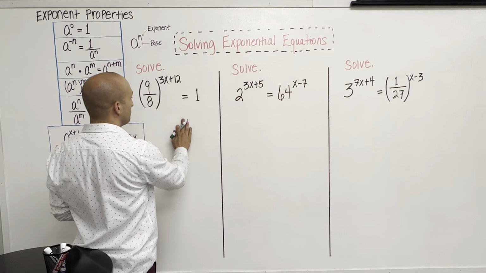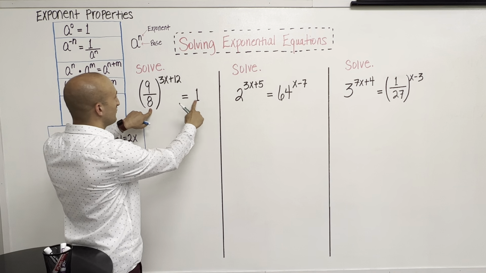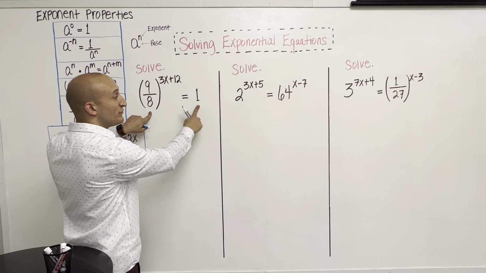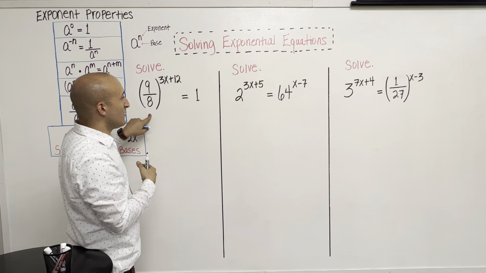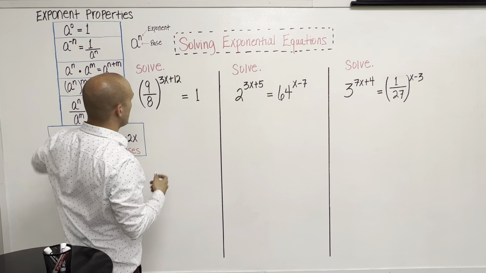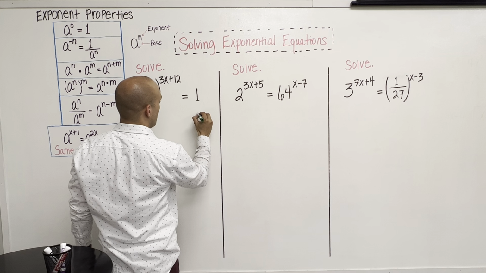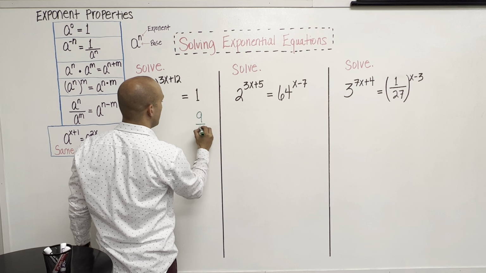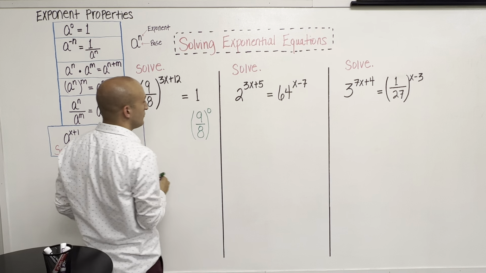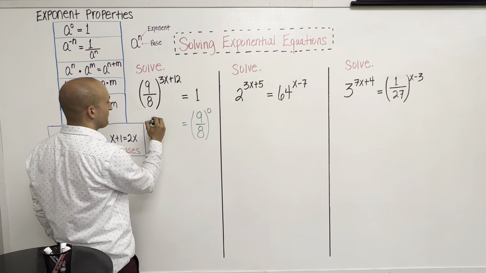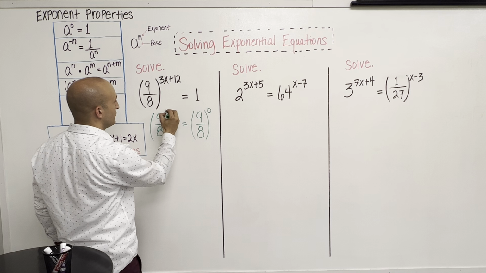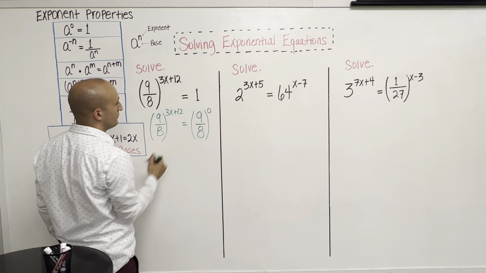Let's take a look at this first one. I'm looking at these two bases, and I need for my bases to be the same. Well, if I look at my properties, it looks like I'm going to use this first one. And that is done by saying, well, 9 divided by 8 is what I'm trying to get it to. And if I raise that to the power of 0, I'm just going to rewrite this. I have 9 divided by 8, and this is raised to 3x plus 12.